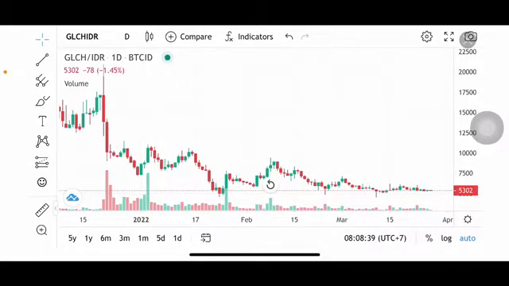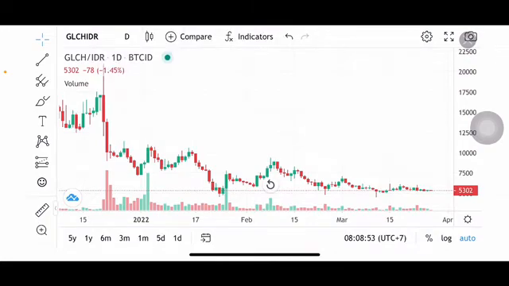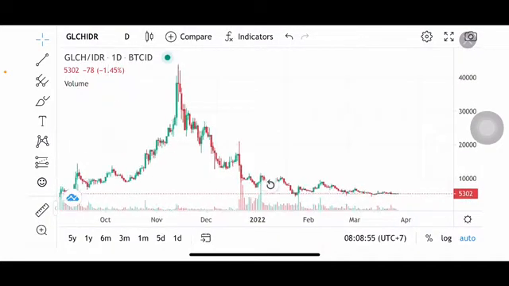Now I'm gonna talk about Glch price prediction, and this is using a pair of Glch index, right? We're gonna see here looking in the daily chart. Basically in the daily chart like this, still on the sideways places, right?